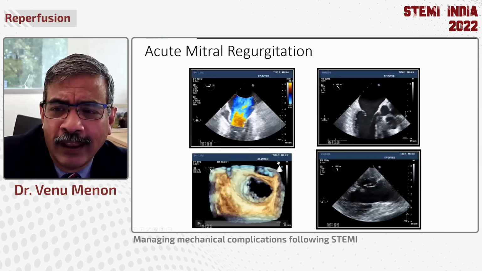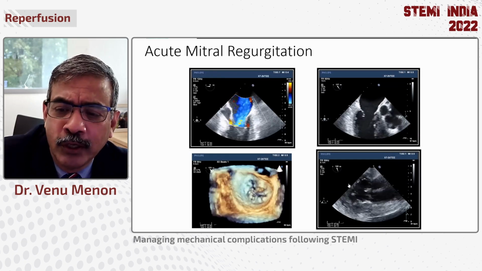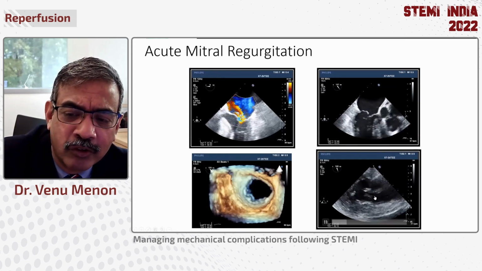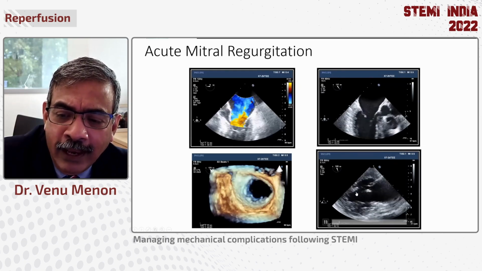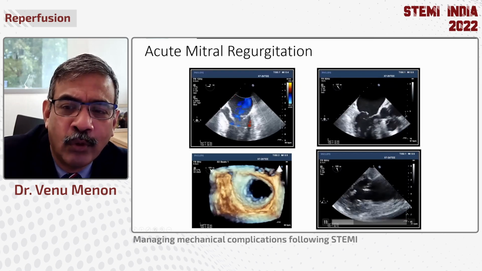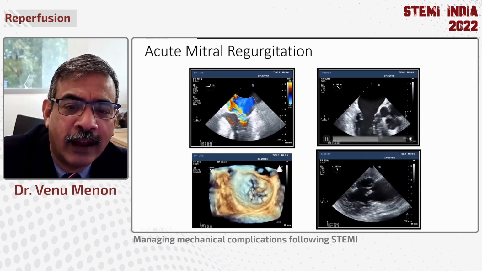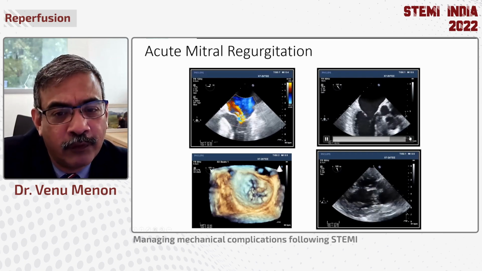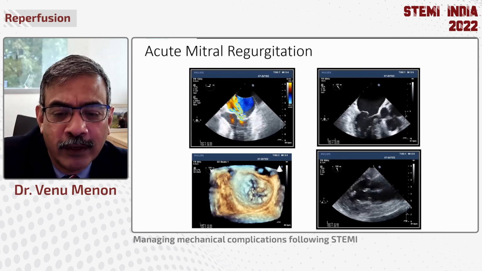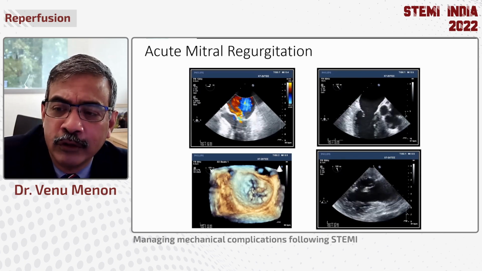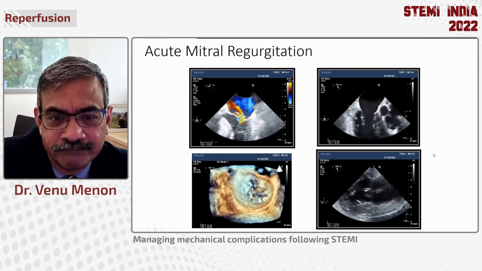And just to highlight, here is a nice case of a papillary muscle rupture. You can see in the bottom on the transgastric view, you can have complete avulsion of the papillary muscle head that is well shown. You have a lack of support to the posterior mitral leaflet, and a severe jet of anteromedially directed mitral regurgitation that causes pulmonary edema and warrants immediate intervention.